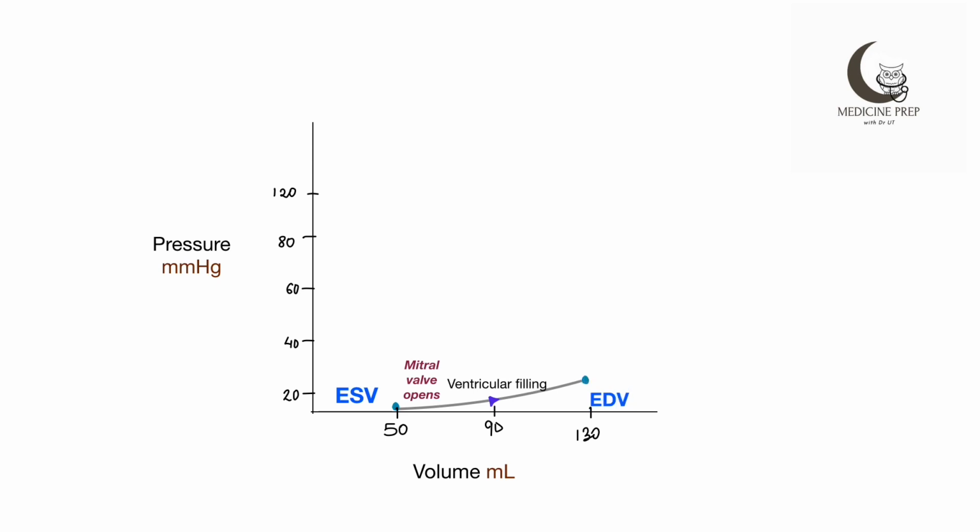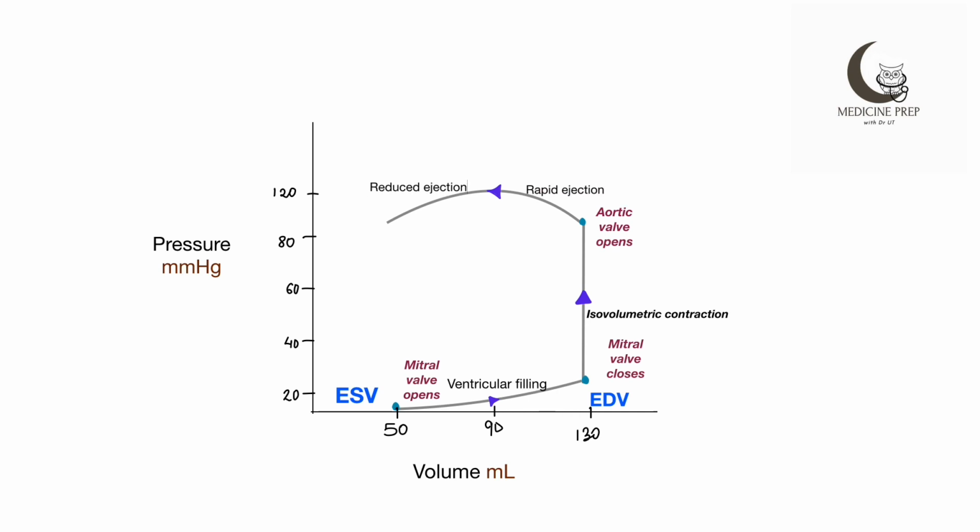This is when your mitral valve will close, followed by a phase of isovolumetric contraction with rapid increase in pressure and no change in volume. And this will eventually result in opening of your aortic valve, followed by ejection of blood into the aorta, which is represented by this curve, rapid and reduced ejection. This line represents your stroke volume.